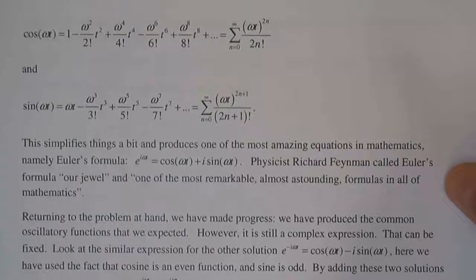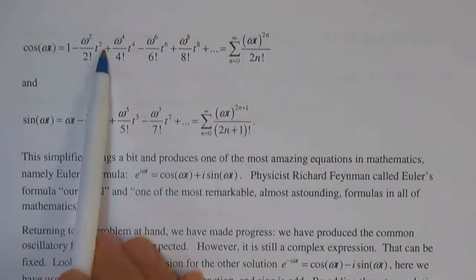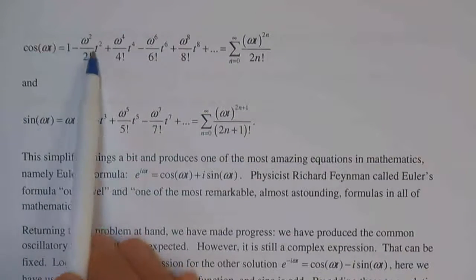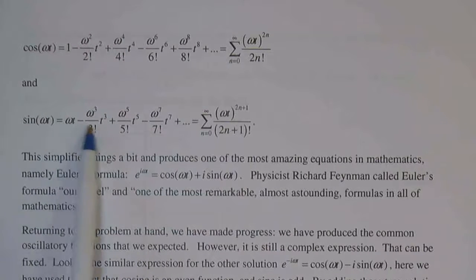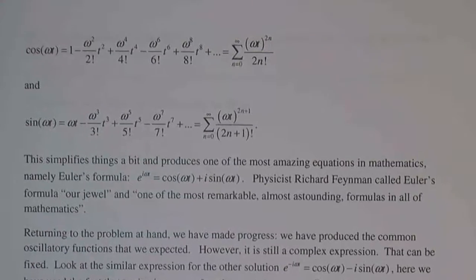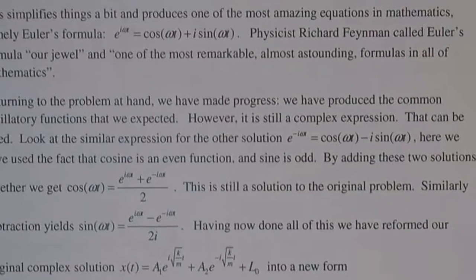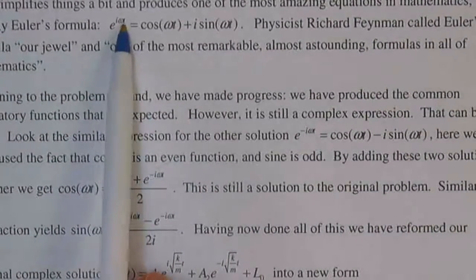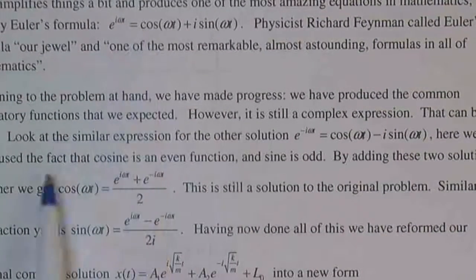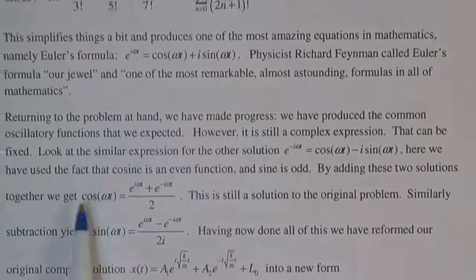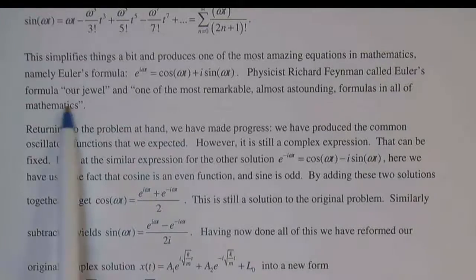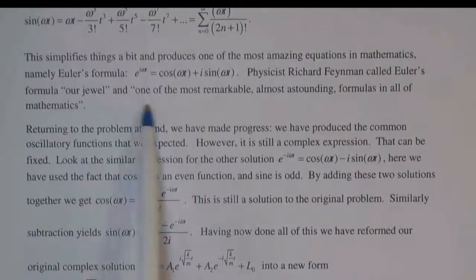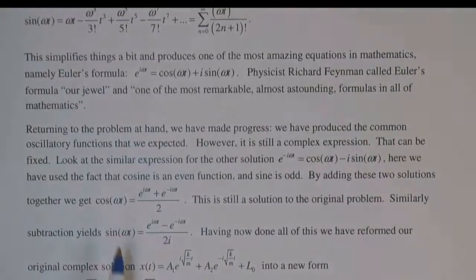And so here's a restatement of that. The cosine function only has even terms, starts out at 1, and has even terms of omega t. And the sine function is odd, starts with omega t and goes forward. And so what we've deduced is perhaps one of the most amazing relationships in mathematics. It says that e to the i omega t is equal to cosine omega t plus i times sine omega t. Richard Feynman, Nobel Prize winner, said that Euler's expression is our jewel and one of the most remarkable and astounding formulas in all of mathematics.